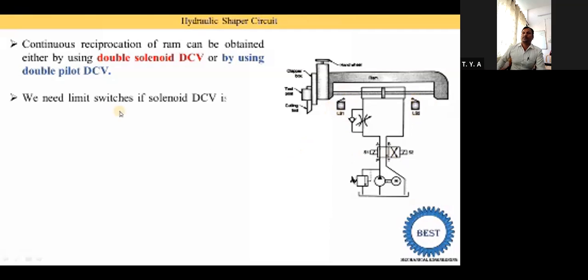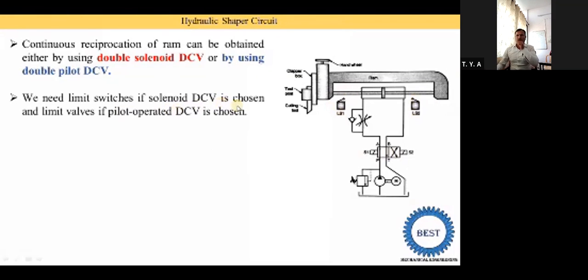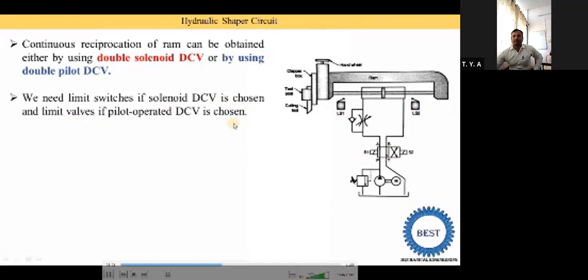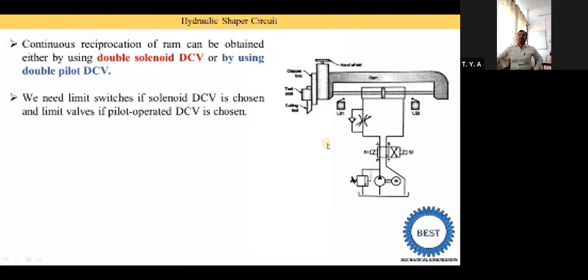So we need the limit switches if a solenoid directional control valve is chosen, and we need to use a limit valve if a pilot operated DCV is chosen. Pilot operated DCV means some oil is drained from some component and it is supplied to the directional control valve, and the position of the directional control valve is changed.